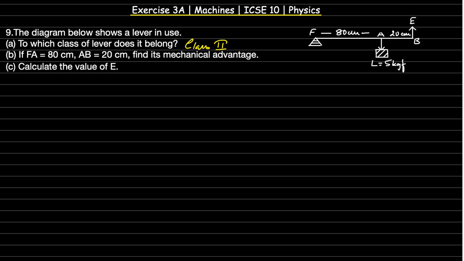It is very simple. We just need to remember three things here. Actually, three alphabets in order. So, F, L, and E. If the fulcrum is in the center, it will be class 1. If the load is in the center, it's going to be class 2. And if the effort is in the center, it's going to be class 3. As we can see in this diagram, the load is in the center, so it's going to be a class 2 lever.